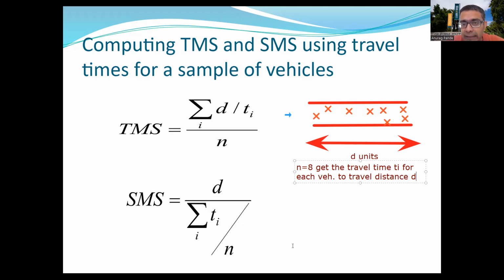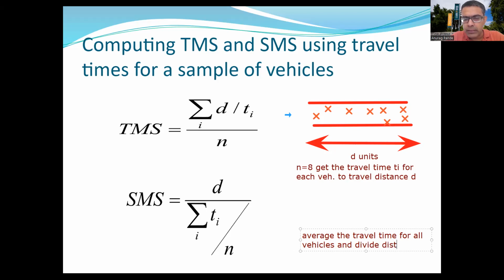The space mean speed is slightly different. The way you do it is that you take the time and you average the travel time, okay? You average the travel time first. You don't calculate the speed first. You calculate the travel time first. So to get the space mean speed, you average the travel time for all vehicles and then divide distance by the average travel time for all.